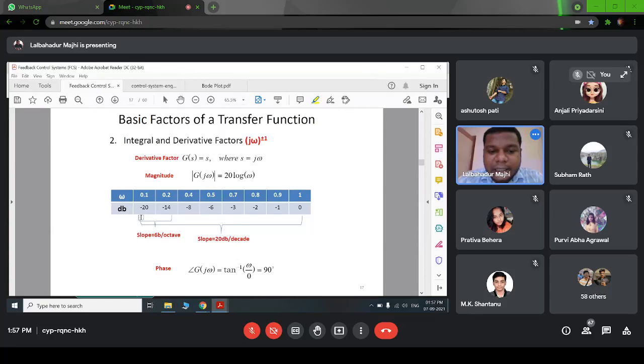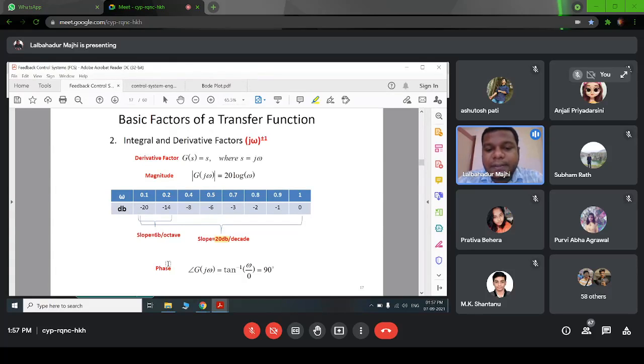So we can say the slope is plus 20 dB. You can say we are adding plus 20 dB, right? So minus 20 plus 20 will be 0. So for a decade, from 0.1 to 1, there is a change of 20 dB. If we draw this line, the slope will be 20 dB per decade, right? I will show you in the graph. Similarly, for an octave, from 0.1 to 0.2, it is 6 dB per octave.